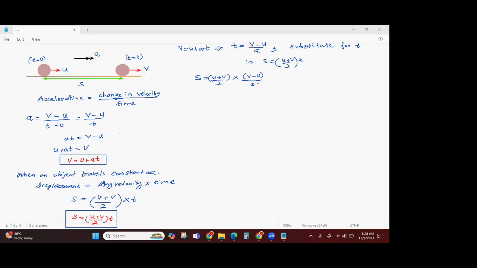So then here 2a is in the denominator. I can multiply to the other side. It becomes 2as. And u plus v I can write as v plus u, right? Because 2 plus 3 is equal to 3 plus 2, right? Nothing wrong. I agree? Okay. So then here v plus u times v minus u.